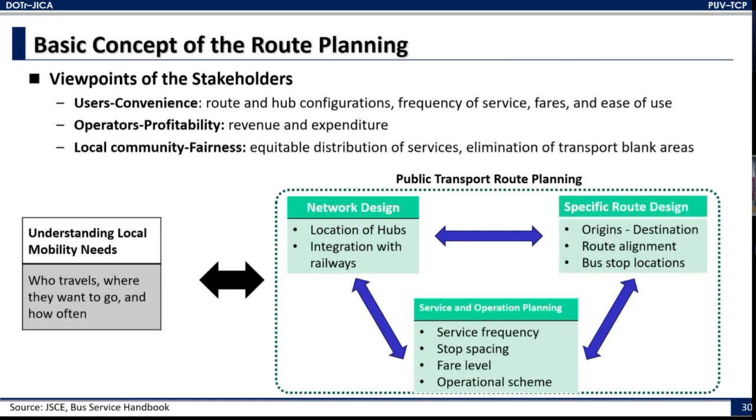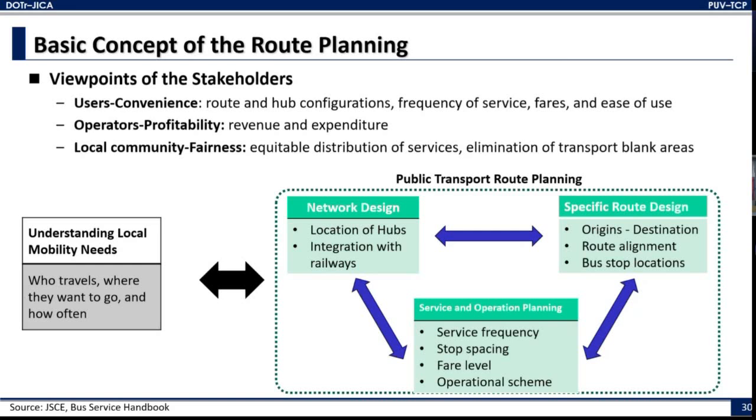Okay, this page shows the basic concept of route planning. When you consider route planning, the following viewpoints can be seen. The first one is user convenience. The second one is the operators' profitability. And the third one is the local communities' fairness, which means the equitable distribution of service and the elimination of transport blank areas.